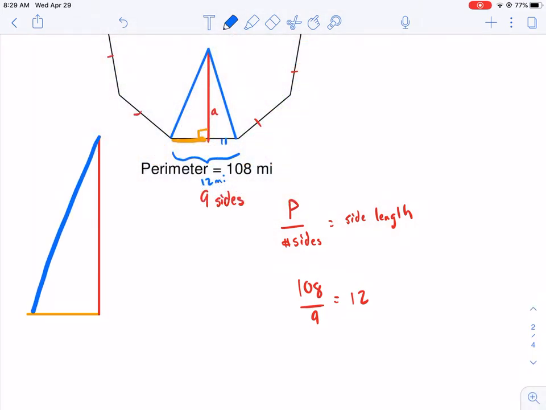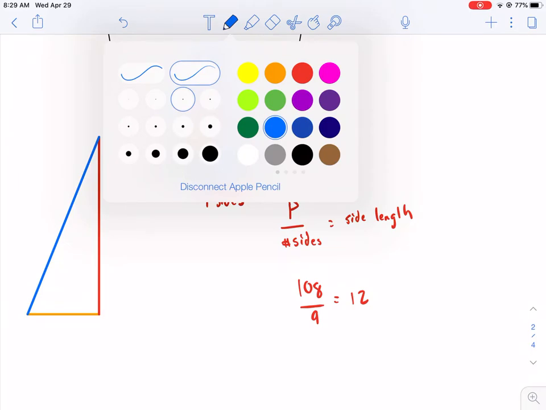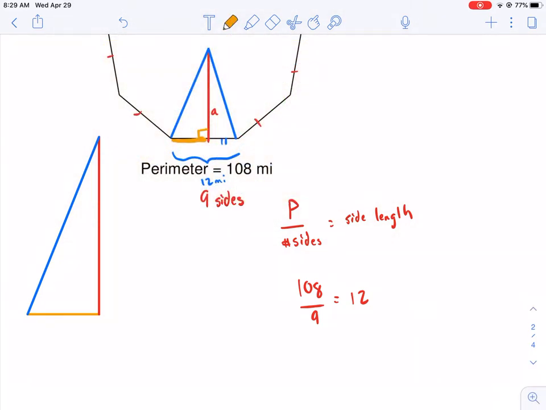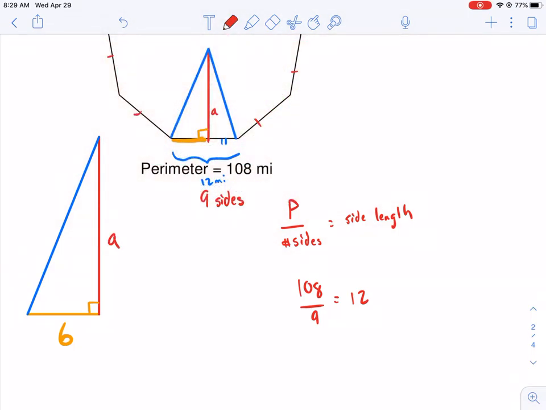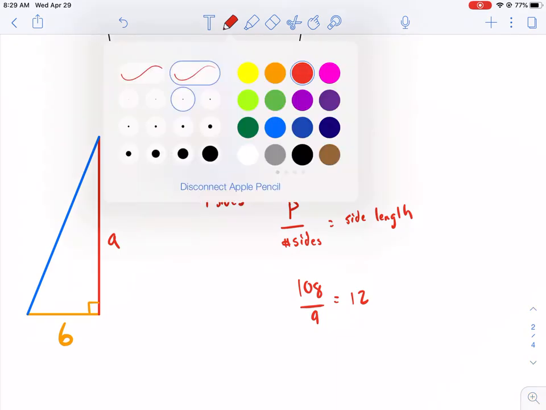So I only drew half. I'm only interested in half for now because I really don't need anything else in order to do this problem. So I know this orange part is 6. How do I get 6? Because it's half the length of the side. So that's 6. We know that's 90 degrees. This is going to be our missing value. Now we're not told the distance of the blue, which is called the radius.